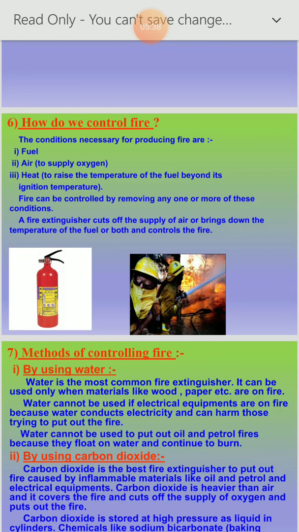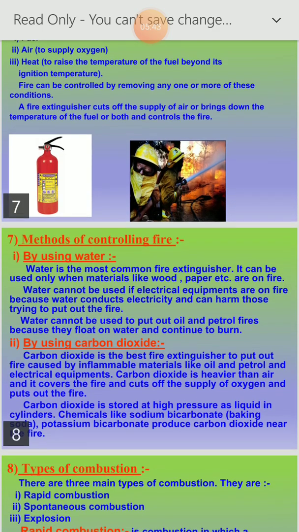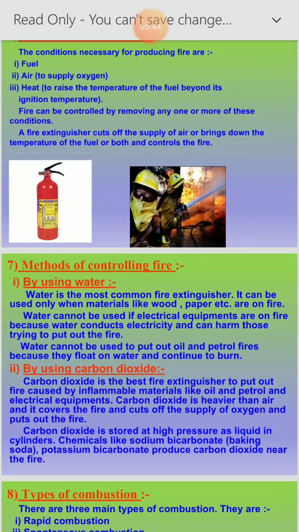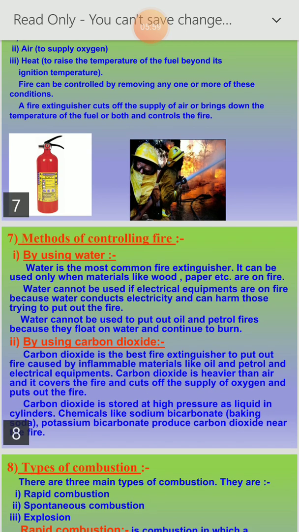First by using water, second by using carbon dioxide. Water is the most common fire extinguisher. It can be used only when materials like wood, paper, etc. are on fire. Water cannot be used if electrical equipment is on fire, because water conducts electricity and can harm those trying to put out the fire.